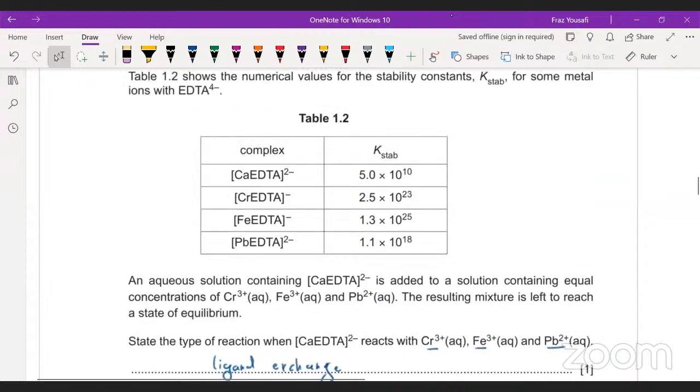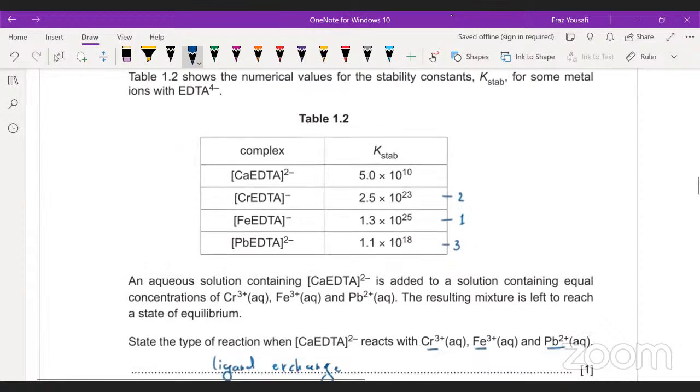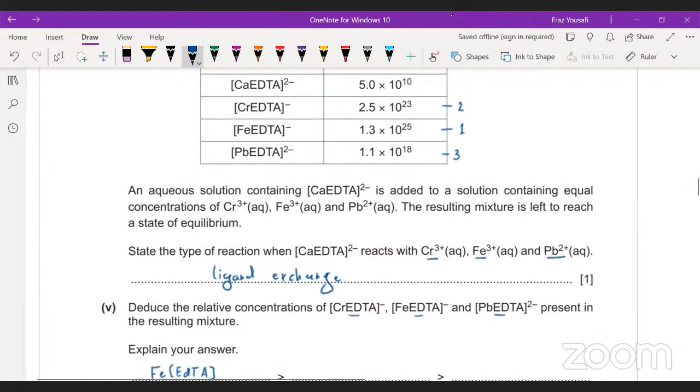So after calcium, the one that has the highest concentration or the highest K stab is the iron complex, meaning this ligand is more likely to occur than any of the others. The higher the K stab, the more likely the ligand happens to occur in nature. So the one that had the highest K stab would be the one in the highest concentration, then would be the next highest, and the least would be the smallest concentration. So if we look at what we've just discussed, you have Fe EDTA -1.